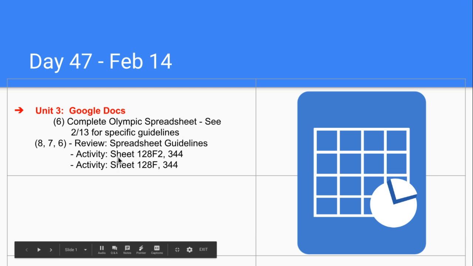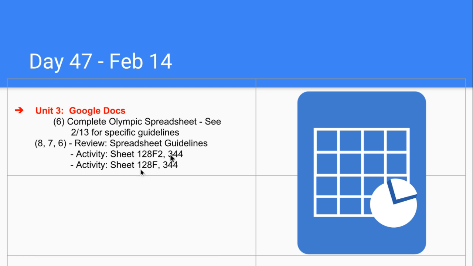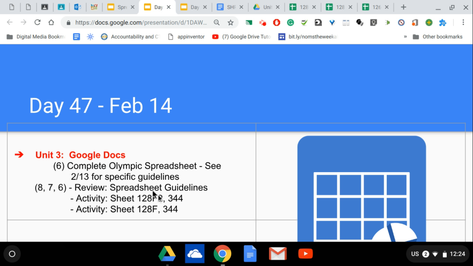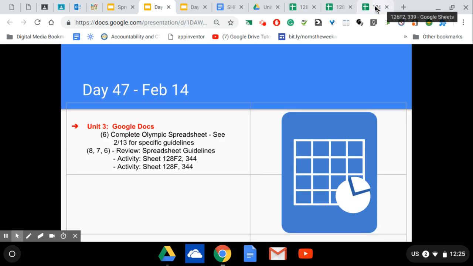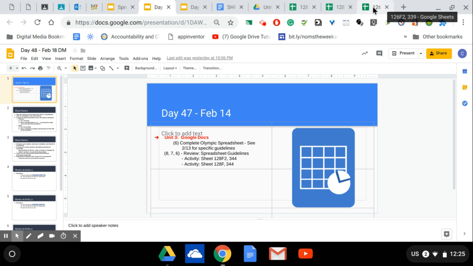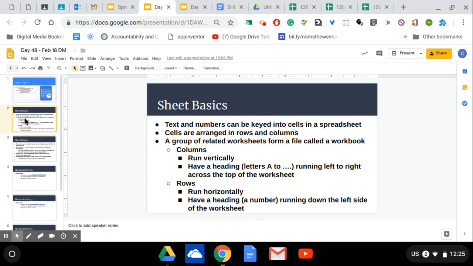We'll do sheet 128F2, 344, sheet 128F, 344, and 7th and 8th grades will actually get to a third worksheet and complete that. And it's 126F2, 339. All three will be turned in for 7th and 8th grades at the end of class. So let's go ahead and review sheet basics. This is on slide 2.